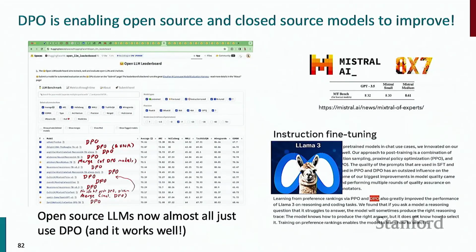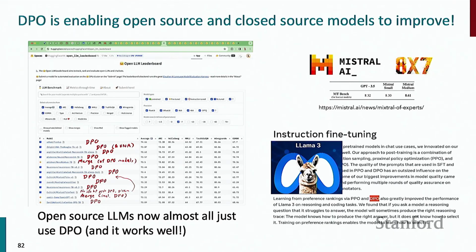Cool. And there's been a lot of progress on the open source front as well. DPO is much simpler and much more efficient, and essentially all the open source models these days are using DPO. This is a leaderboard maintained by Hugging Face here. 9 out of 10 models here are trained with DPO. That's something that has enabled the open source community to instruction tune their models better as well.